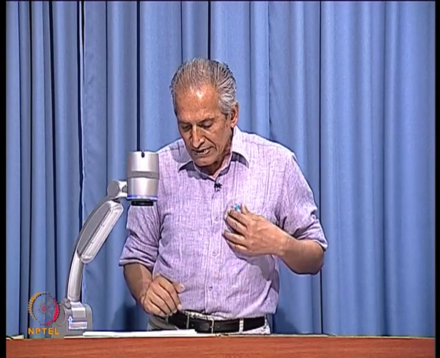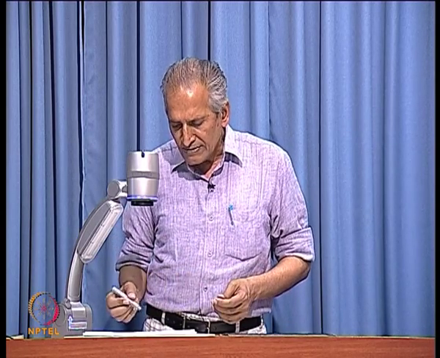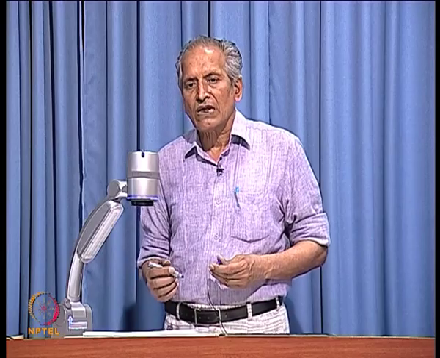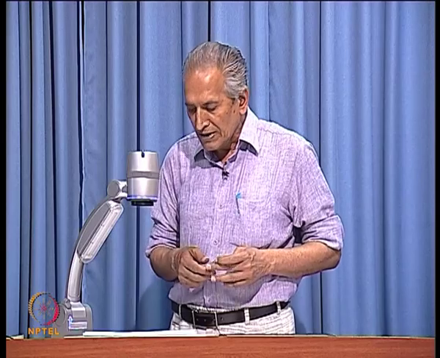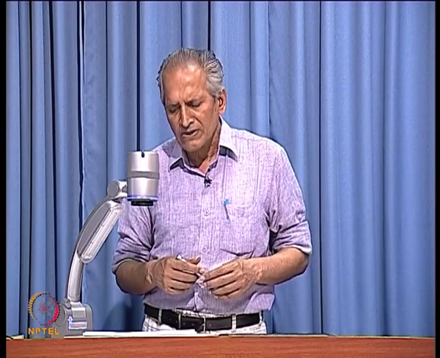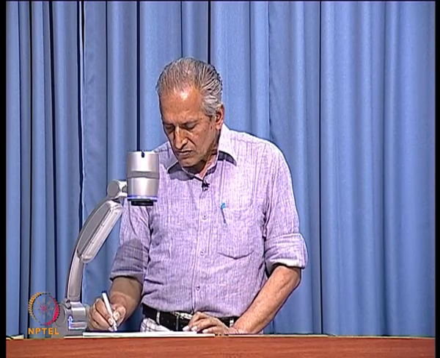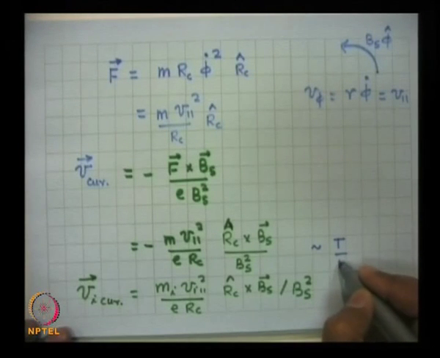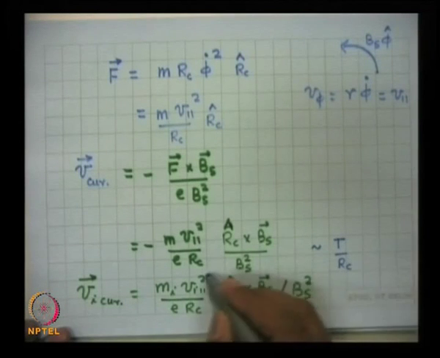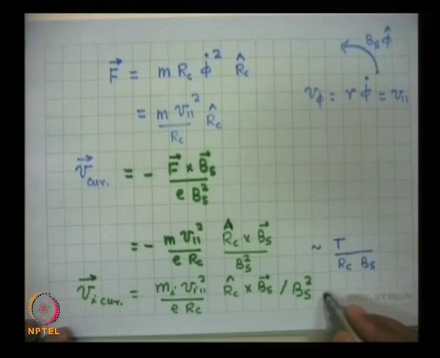So we have noted one thing here, that these drifts are proportional to temperature. Obviously, in some plasmas there is temperature anisotropy: the average kinetic energy of particles along the field lines is different, or the temperature along field lines is different than perpendicular to field lines. In that case, these drifts could be different, but if you take an isotropic plasma, then these drifts are comparable. So this is proportional to temperature, inversely proportional to the radius of curvature of the lines of force, and inversely proportional to the magnetic field. And this also the same way.